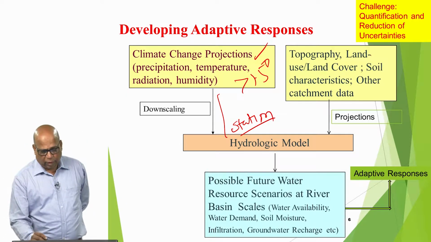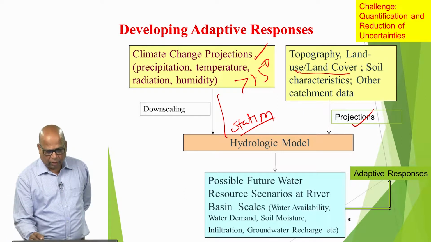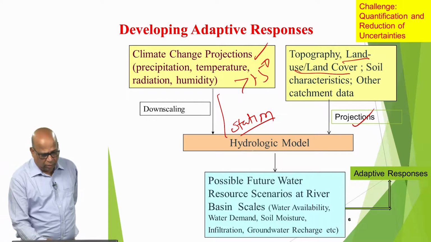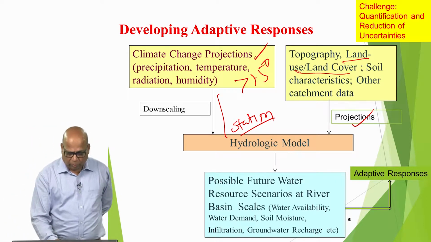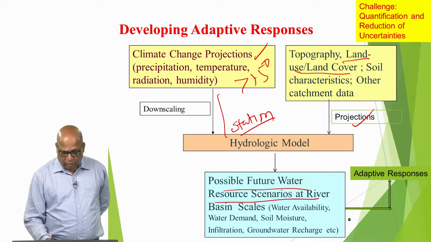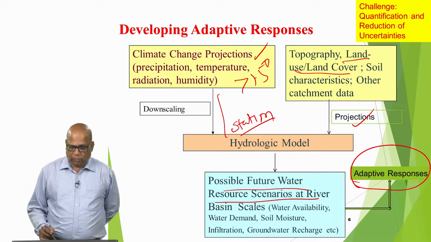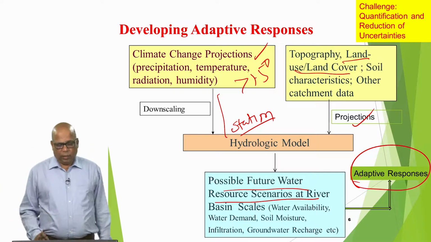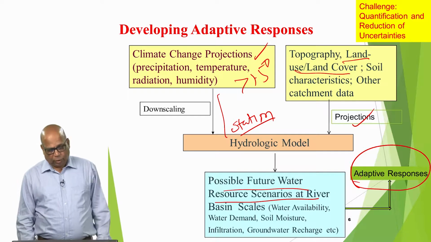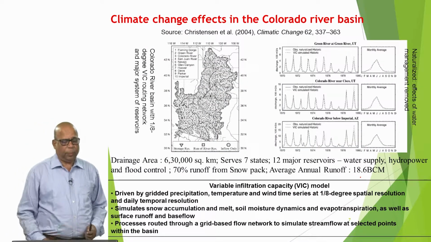Then the topography, land use, land cover, all of these catchment processes, we project them also into future, some of them at least, land use, land cover, and then we run a hydrologic model to get the possible future water resources scenarios at river basin scales, and then start looking at adaptive responses arising out of these kind of projections. So, this is by and large the process that we adopt.